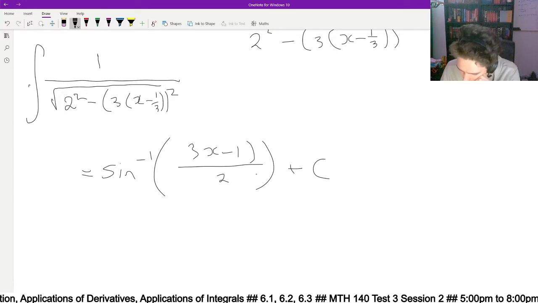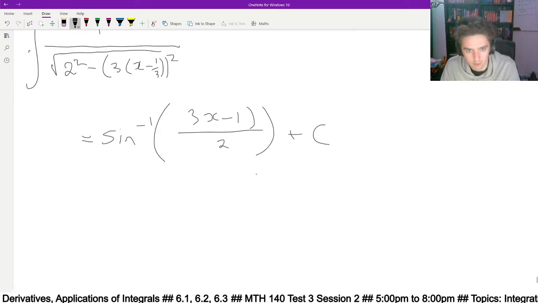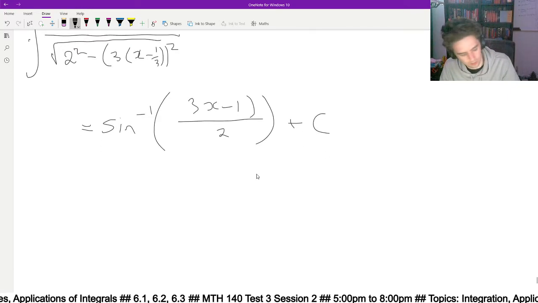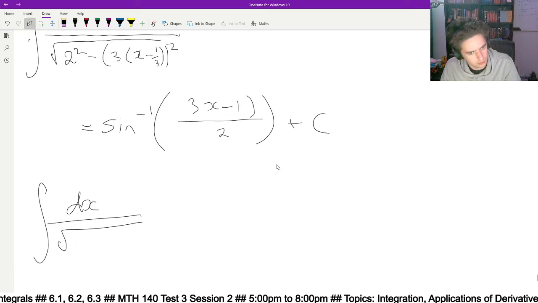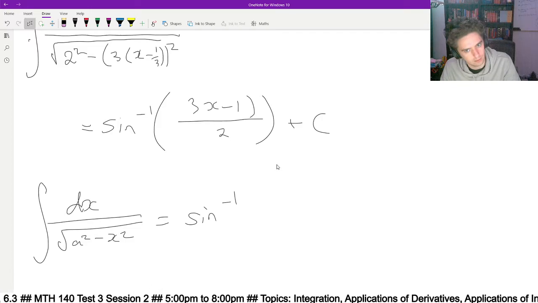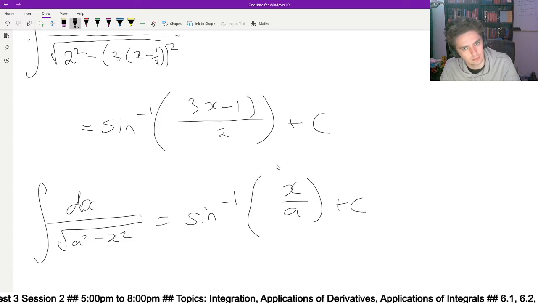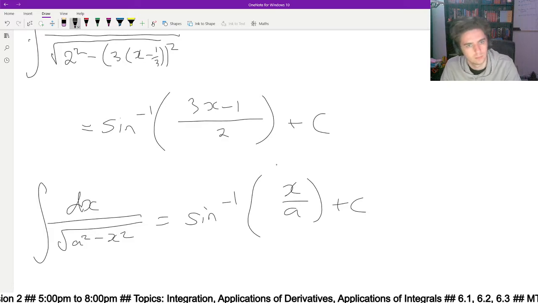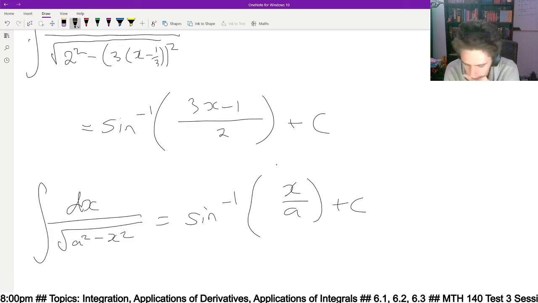Okay, let's see where the third comes from. Why would it be over 2? Because the formula is, here, I'll write it out. The formula of dx over root a squared minus x squared equals sine inverse of x over a plus c. Okay. Gotcha.